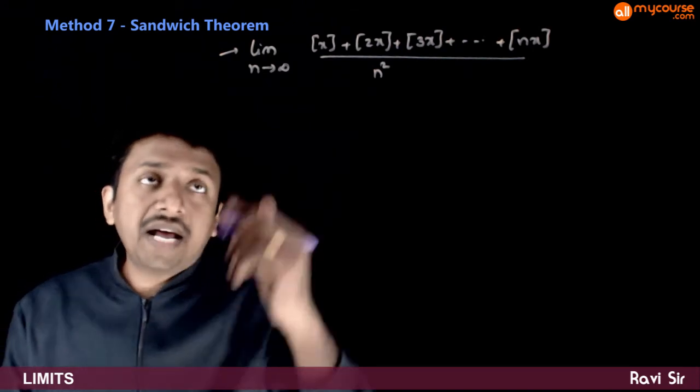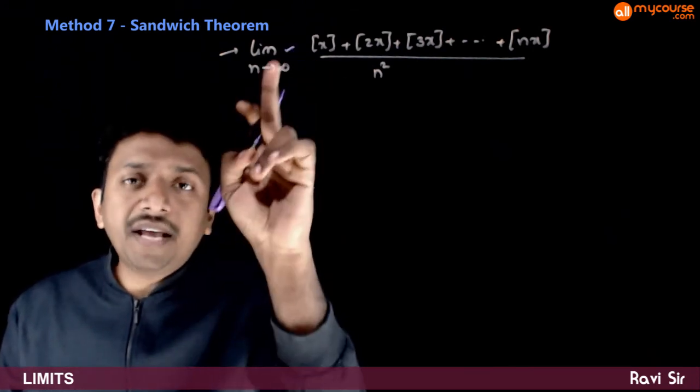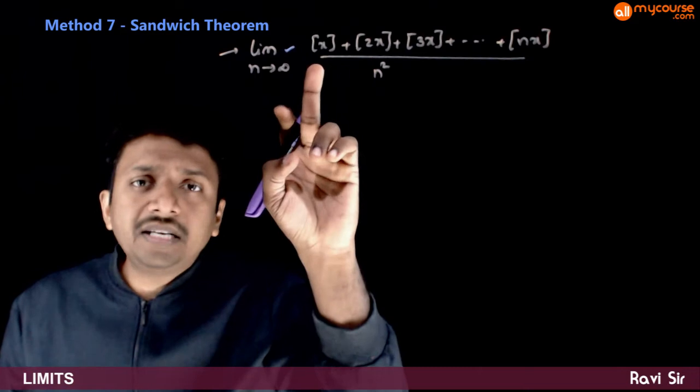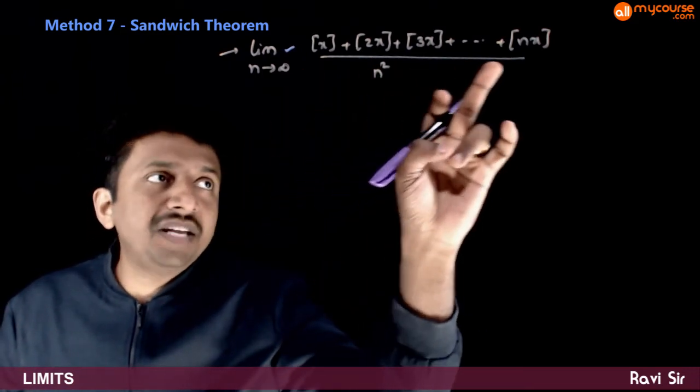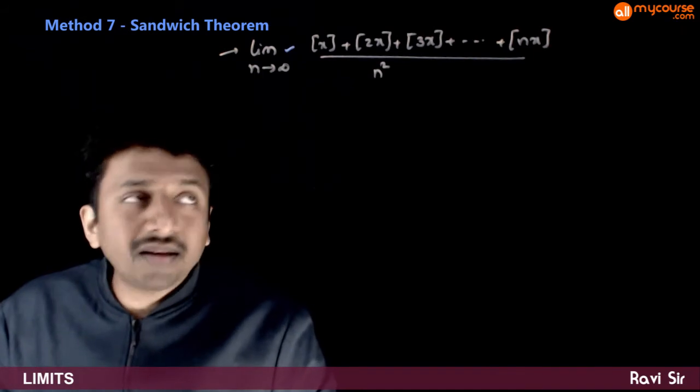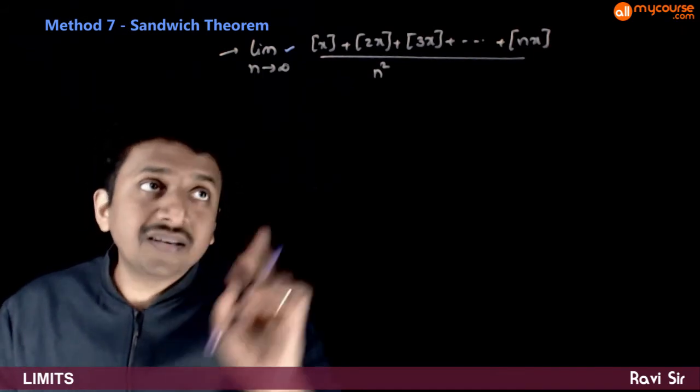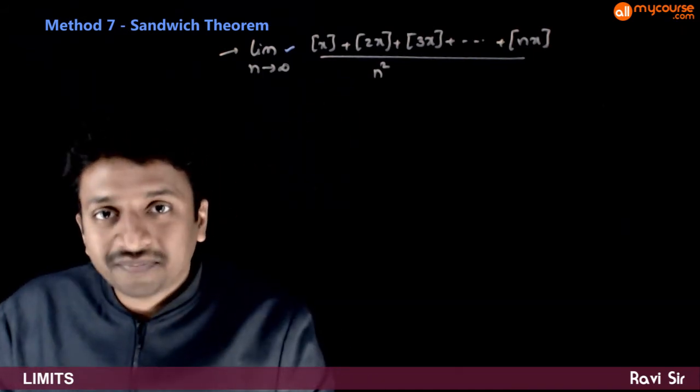Next, we are asked to find limit n tends to infinity, integer part of x plus integer part of 2x plus integer part of 3x plus so on up to integer part of nx, divided by n squared.